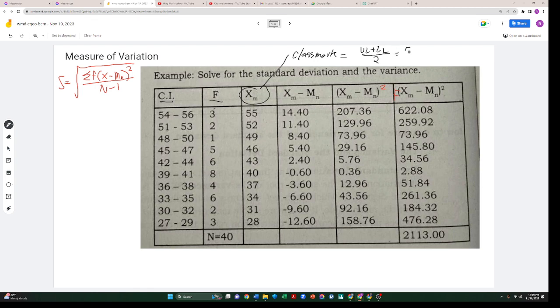54 plus 56 first. Then divide by 2. So what is 54 plus 56? That is 110. Divide by 2, which is 55. That's 55. Therefore, the class mark is 55.